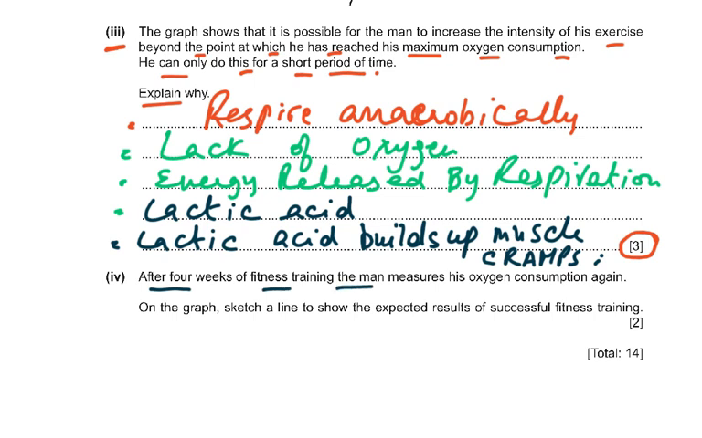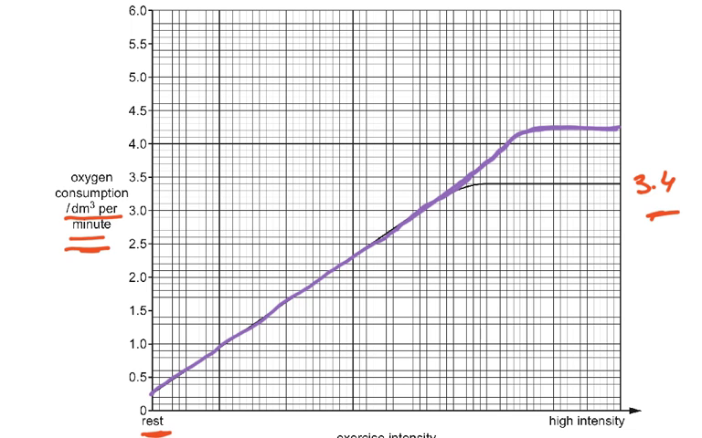After 4 weeks of fitness training, the man measures his oxygen consumption again. On the graph, sketch a line to show the expected results of successful fitness training. So successful fitness training means increase the intensity of the exercise, reaches the maximum. So somehow we're going to increase the fitness training and you've got to get that from the question. So on the graph, you have a line which starts close to the rest point line on the y-axis and continues upwards on the same straight line as before the training. And then the maximum oxygen consumption is higher and reaches at a higher exercise intensity. So it sort of plateaus off a little higher.